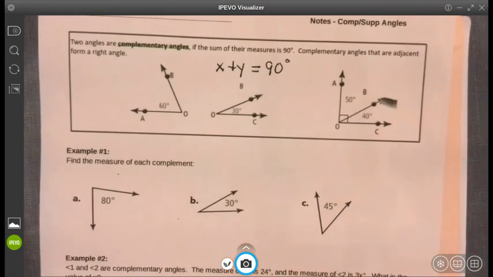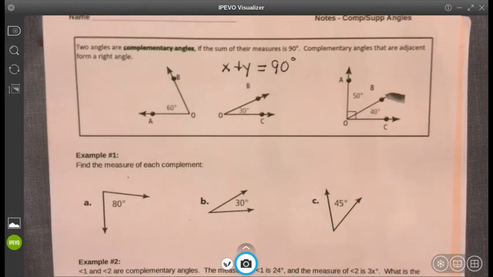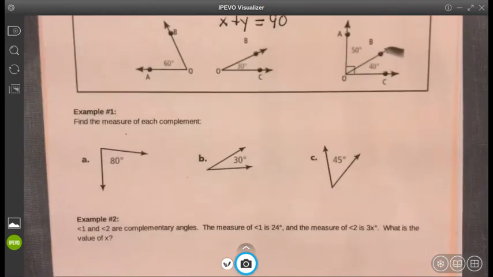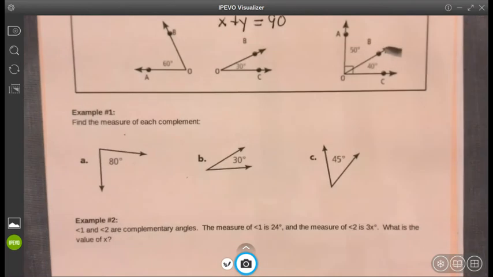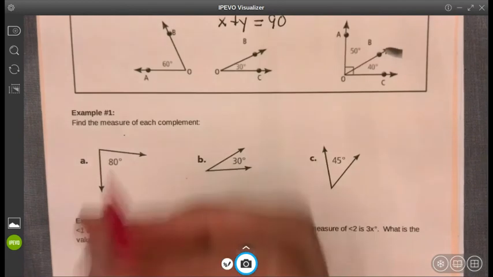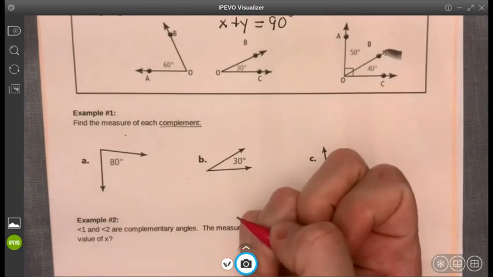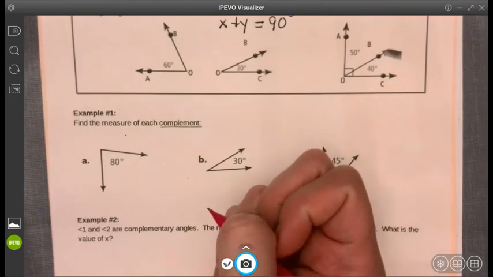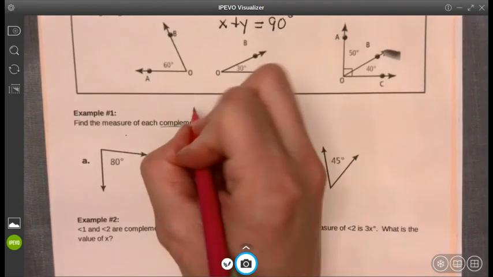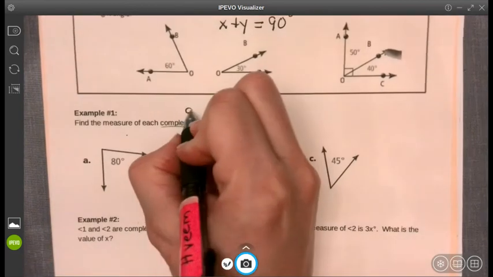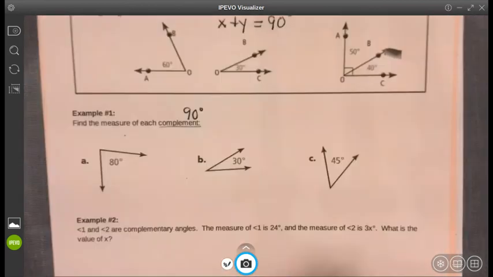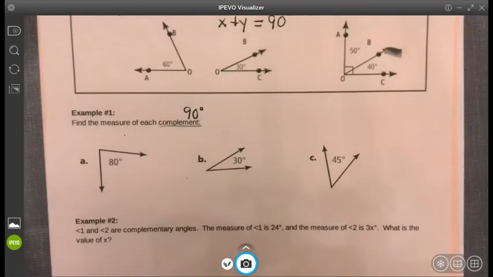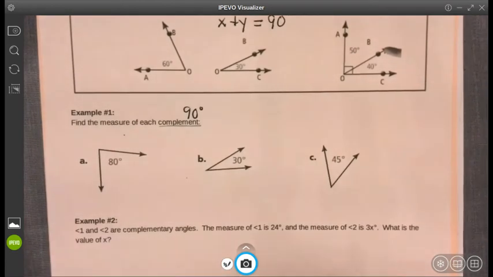I would keep working on your paper, obviously. So example number 1 is just asking us to find the measure of each of these, or find the measure of each complement, excuse me. And so we have to remember that complement, anytime you see that word, is not spelled the same as if I'm giving you a compliment. Anytime you see complement, I want you to be writing 90 degrees, just so that you get in the habit of recognizing that. That's really frustrating. It keeps refocusing. Maybe it'll stop.